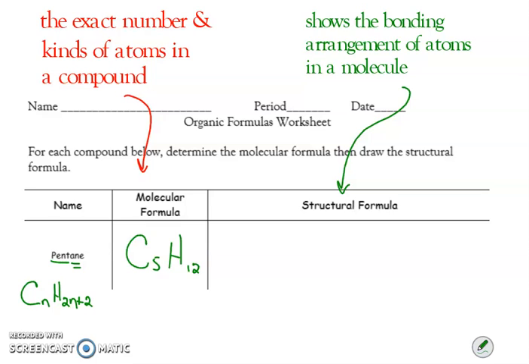First, we know that we have 5 carbons, so we're going to draw 5 carbons all in a row, all connected with a single bond. We're going to start with a single bond. Because this is an alkane, ane, they all are going to stay connected as a single bond. We now know that we have 12 hydrogens to assign. Each carbon can only accommodate 4 single bonds.